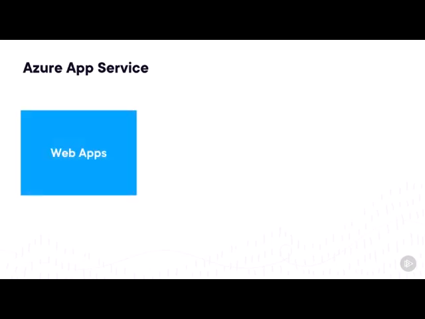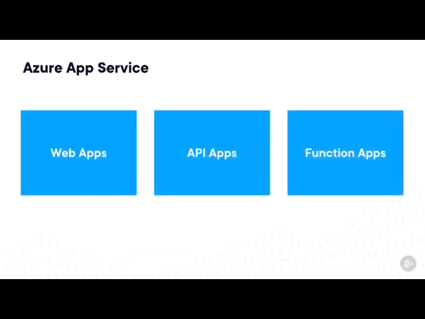App Service is Microsoft's platform as a service offering for hosting HTTP-based solutions, like web applications, REST APIs, and function apps. Web apps, of course, are the web front ends that you build in ASP.NET Core. And API apps are essentially the same thing, but they don't provide a user interface. They're the web services in your larger solution.